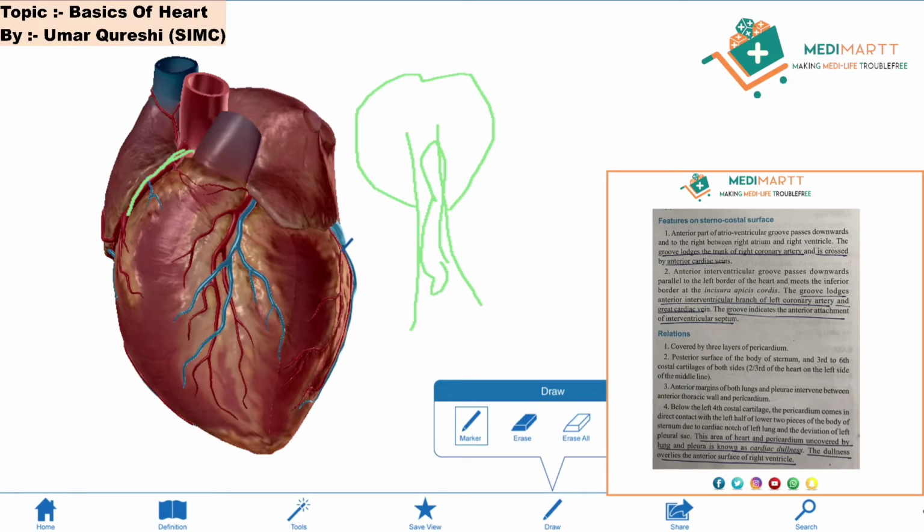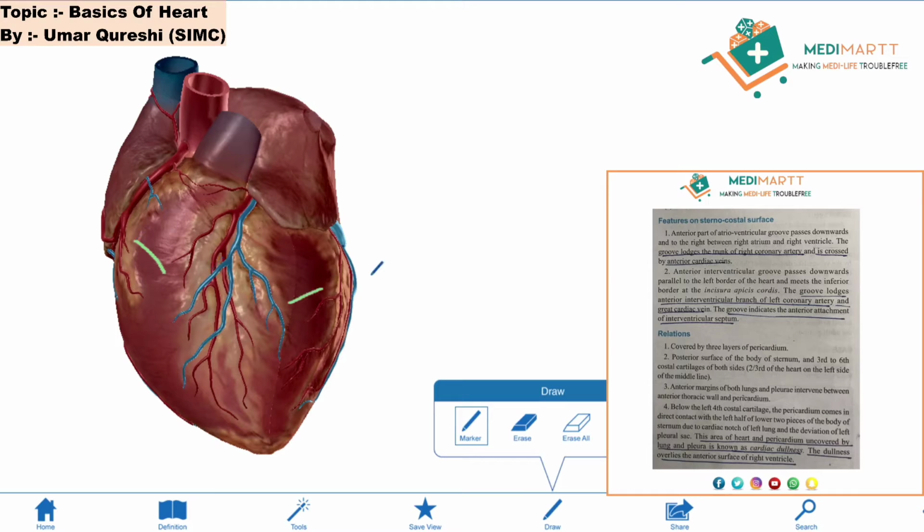Then the next point is the anterior interventricular groove. Now I already told you that interventricular groove means, as this is the ventricle and this is the ventricle, this groove is called the interventricular groove, and as this is in the anterior portion, that's why it is called the anterior interventricular groove. It passes downwards, as we all can see, parallel to the left border. We all know that this is the left border, so it is parallel to the left border.